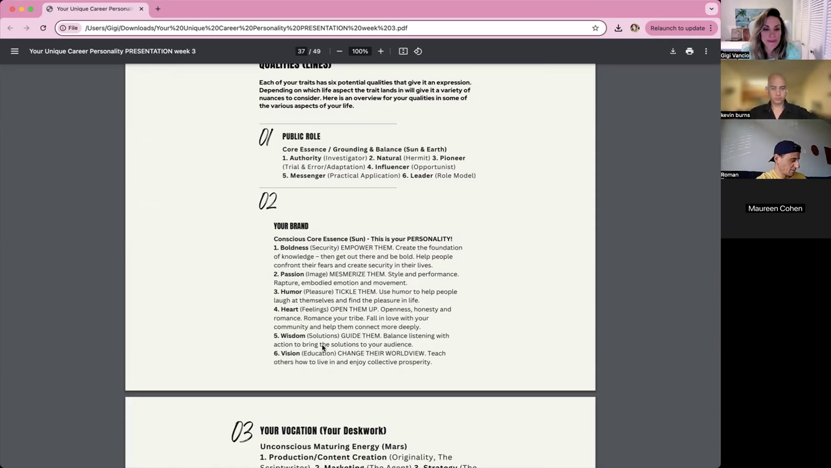So feelings, heart, opening people up, tapping into people's emotions, openness, honesty, romancing your tribe, and then falling in love with your community and helping them connect more deeply. So your brand is really bringing the heart and the feelings, deep emotional impact. People come to you because they want to feel something, an experience where they feel something.